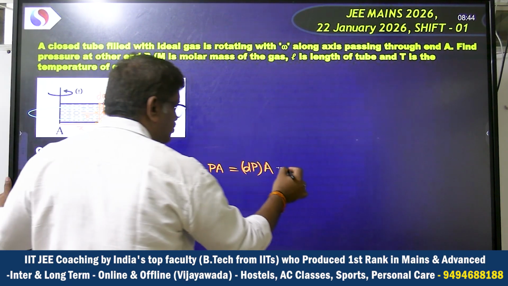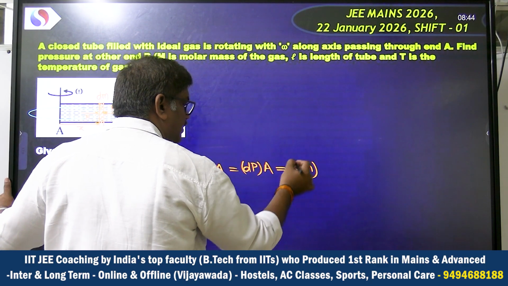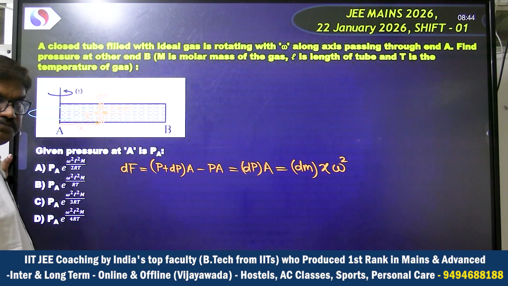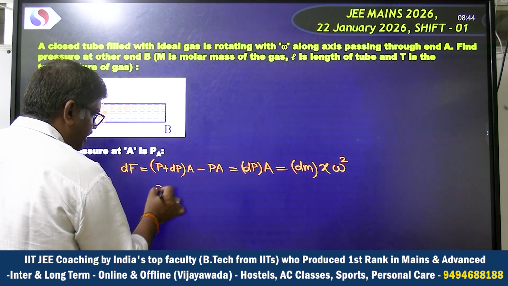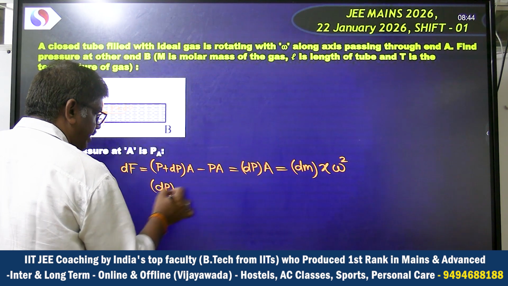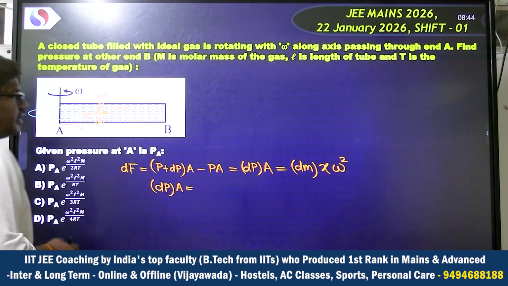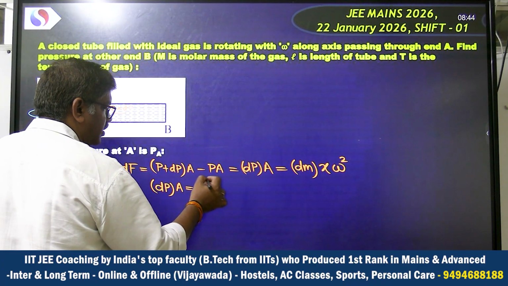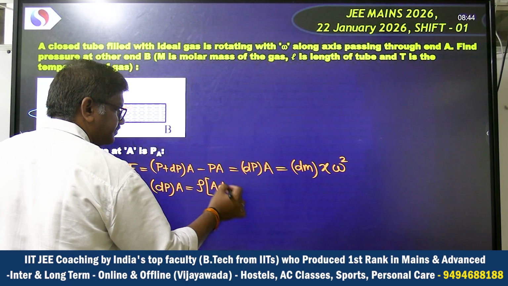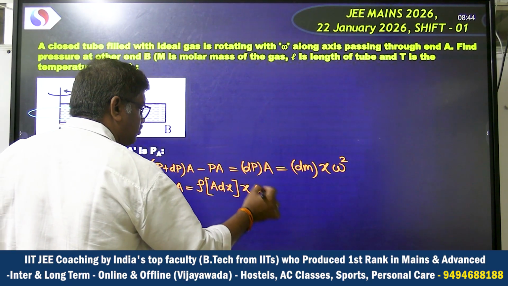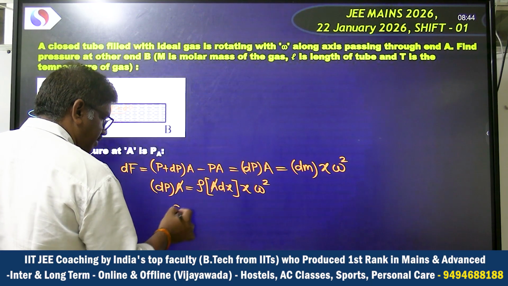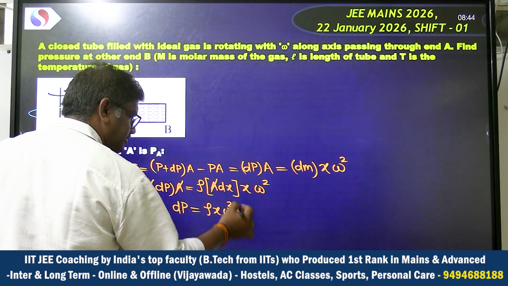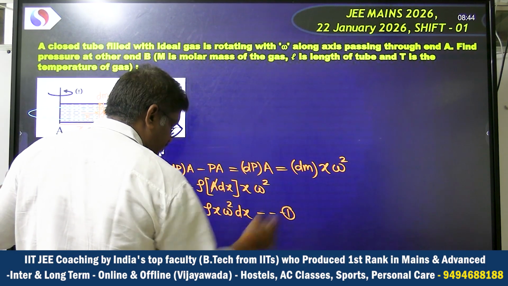That means this dF should also be equal to dm into r, which is x here, into omega square, the centrifugal force. So you are getting your first equation, that dP into A equals dm, which I write down in terms of density and volume. So it is going to be density into volume. Volume I can write down as A into dx, into x into omega square. So A cancels. I got my first equation, that dP is equal to rho x omega square dx. Correct? This is going to be my equation number 1.